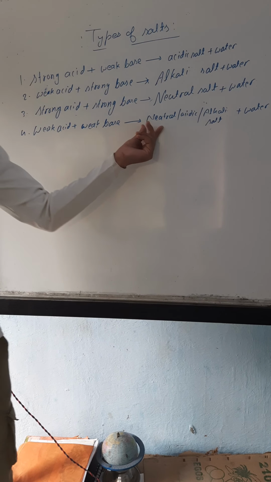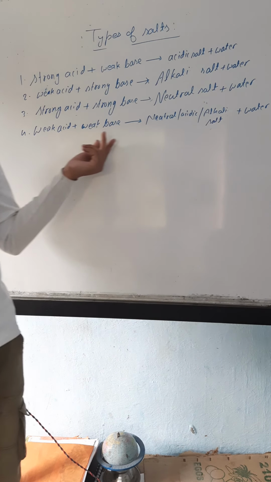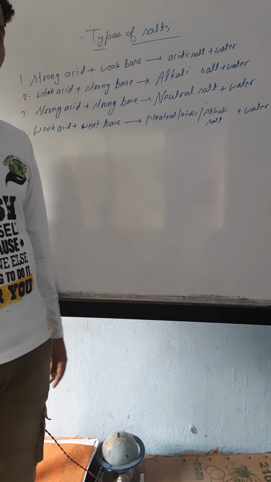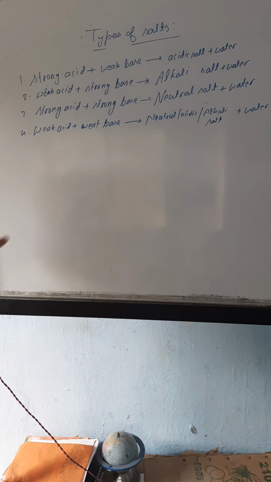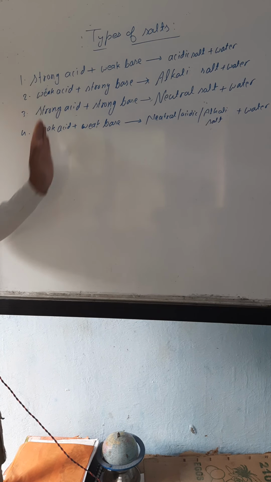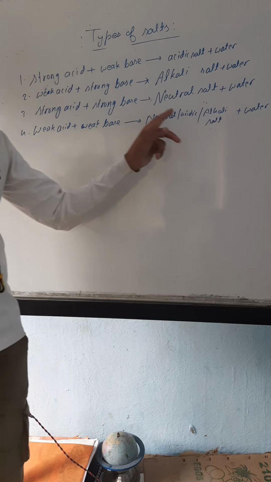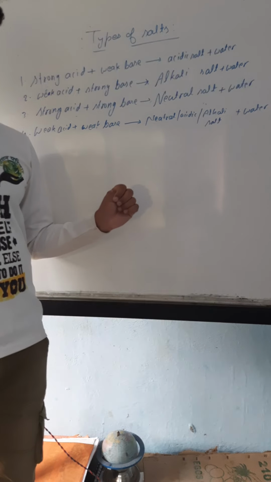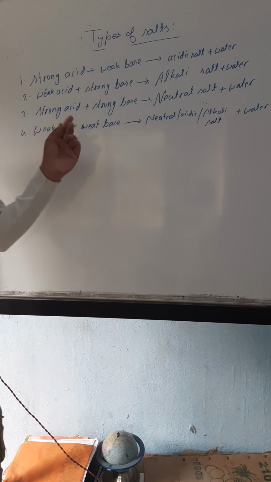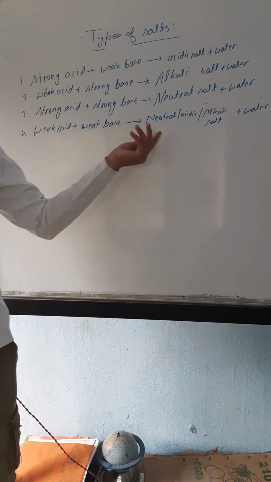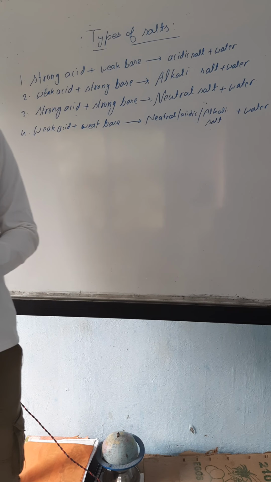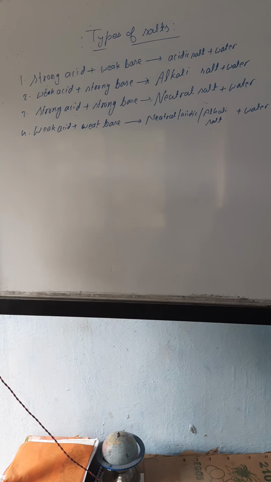You might get a neutral salt also. Why? Because if H positive and OH negative ions are equal in number, you will get a neutral salt. But if the H positive ions are more, you will get an acidic salt, and if OH negative ions are more, you will get an alkali salt. So if a weak acid and a weak base react, you might get neutral, acidic, as well as alkali salts, and water will be the byproduct. Are you getting this? Just note it down.